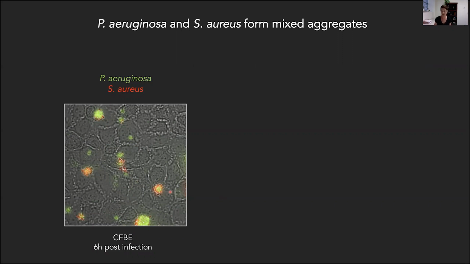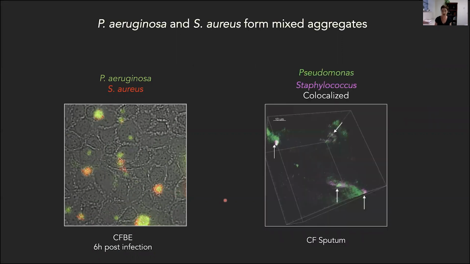And we wondered whether or not this would actually happen as well in CF patients. And so we've acquired sputum from co-infected patients and performed FISH on these samples. And we see indeed that also within samples from patients, we're seeing mixed aggregates of Pseudomonas and staph.